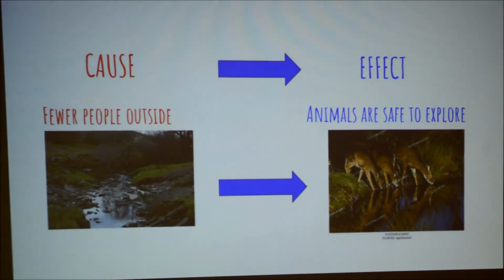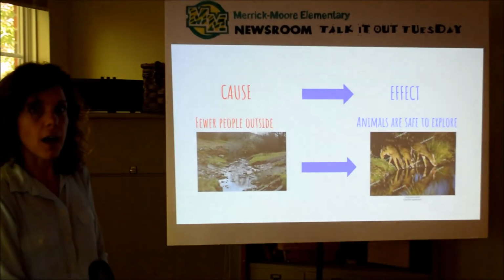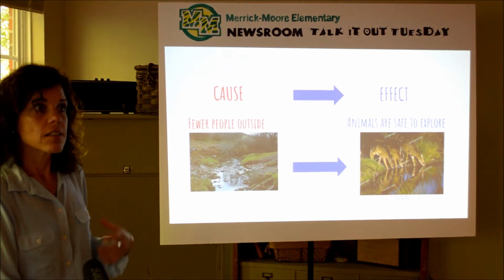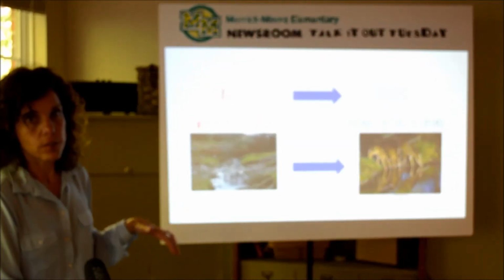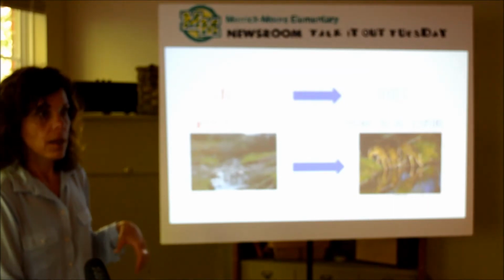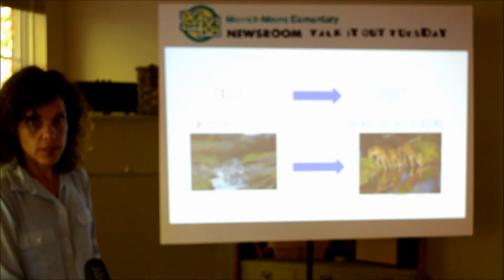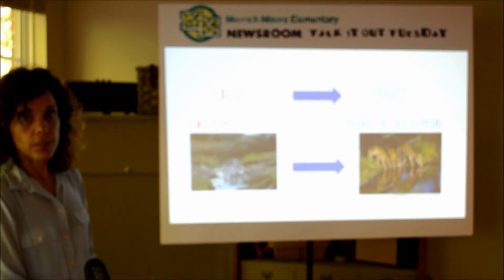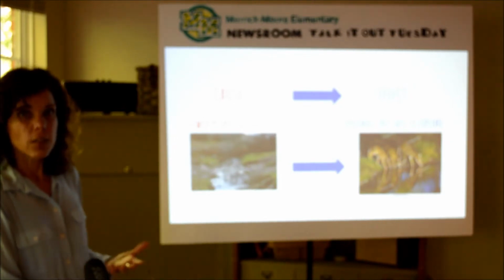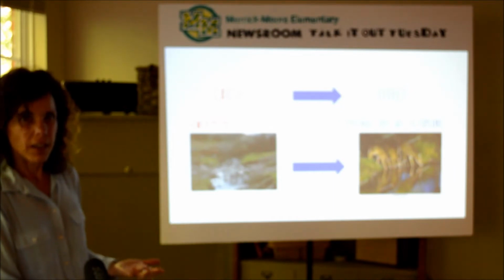I want you to think about the language I use to just describe cause and effect. Since people are not out, animals are safe to explore. Because there was a storm, the wind shook the trees, and the bird's nest fell to the ground. So there are signal words that we see in cause and effect.